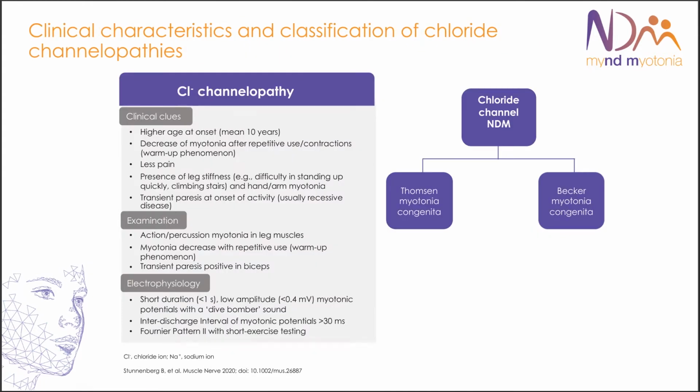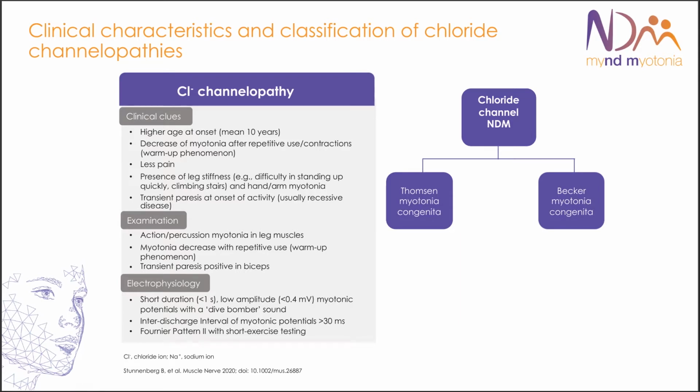So when we suspect chloride channelopathy, there are some clinical features that can be shared by both Thomsen and Becker myotonia congenita. For example, age of onset is during the first or second decade of life. There is a decrease of myotonia after repetitive use or contraction, what is called the warm-up phenomenon. In general, patients can have pain, but pain is less prevalent than in other causes of myotonia. It's very common to have leg stiffness, and they can have hand or arm myotonia, and it's not uncommon to find transient paresis at onset of activity. But this is more common in Becker myotonia congenita.